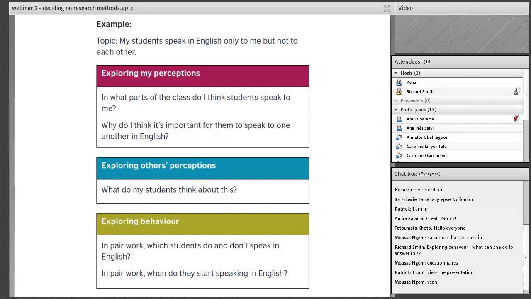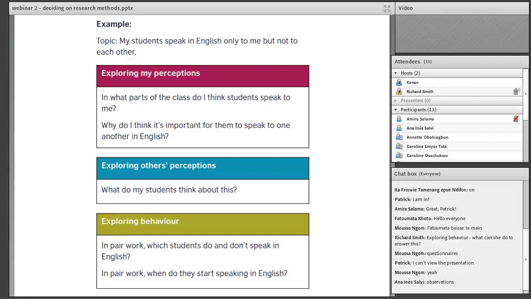So can anybody imagine what this teacher could do to try to get an answer to which students do and don't speak in English? Or in pair work, when do they start speaking English? Any ideas? If not, then I will give some answers. Yeah, Anna, I think that's right. That's observations. What does that mean, actually? That means that you have to either ask somebody else to come into your classroom to look at your class from this particular point of view.